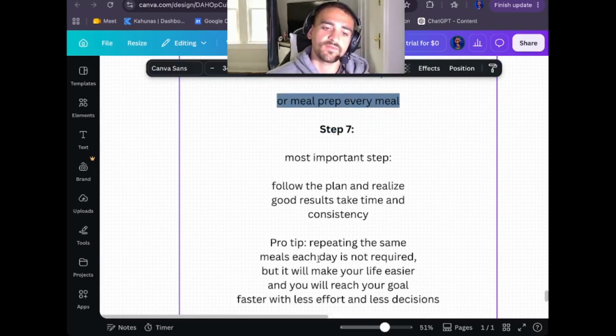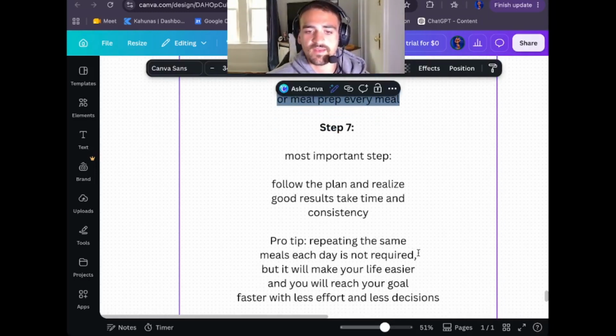And a pro tip is repeating the same meals each day. It's not required, but it will make your life easier and you will reach your goal faster with less effort and less decisions. If you already know what you're going to eat for the next 7 days, then you have to make much less decisions on, oh, what am I going to cook today? What am I going to eat tomorrow? This and that. It gives you more time to actually do stuff in your life, right?